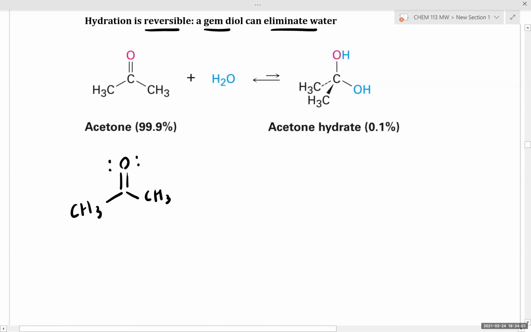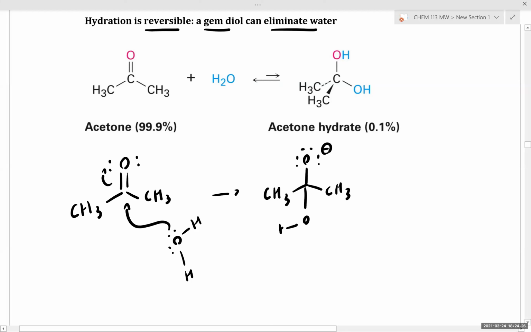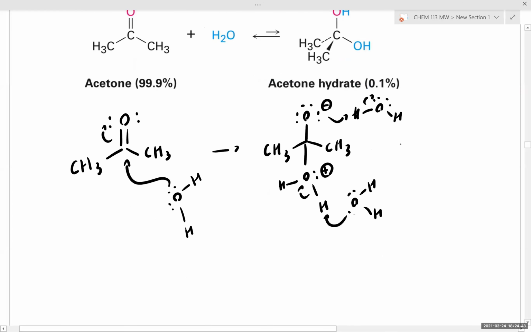So under neutral conditions, we just see addition of water. We make an alkoxide ion, which isn't ideal, but it's palatable. And from there, we have a series of proton transfers where we protonate the alkoxide and we pull off a proton from our water adduct. And that in turn gives us our desired 1,1 hydrate.